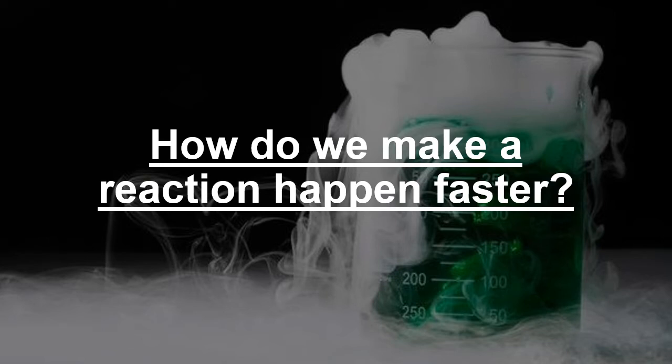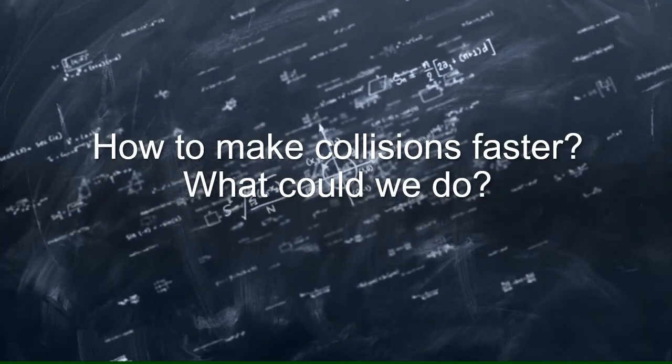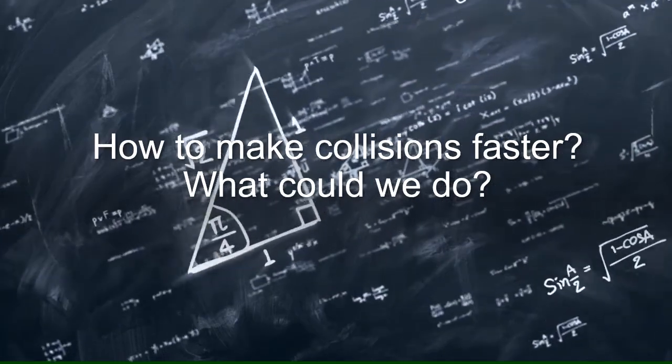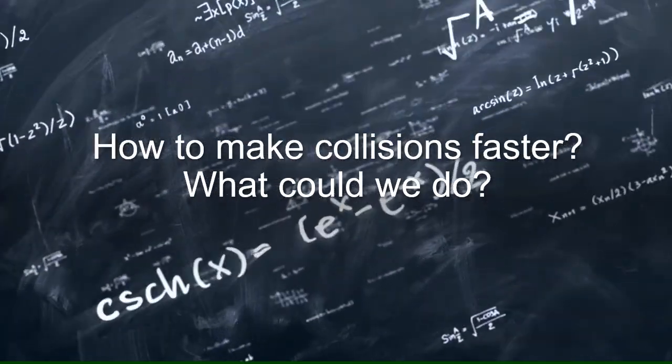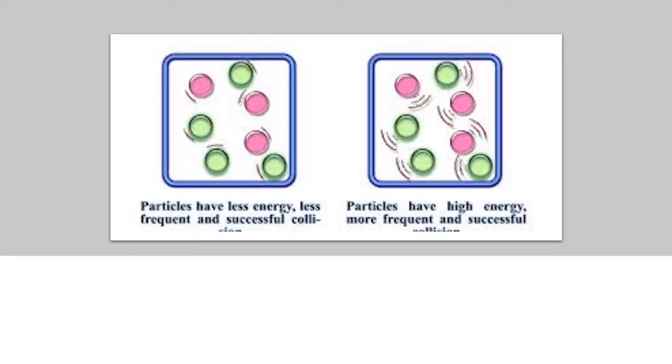So what we're moving on to now is how do we make a reaction faster? And it's exactly the same as how do we make collisions faster? What could we do to make those particles hit each other more often? And there are 5 different ways of doing it. Now the first one is we could increase temperature. So each of these 5 ways is going to be a little passage in your books. The first way we can make reactions faster is we increase the temperature.